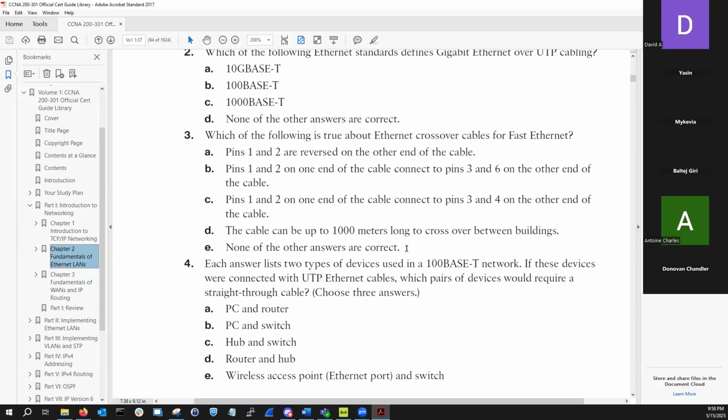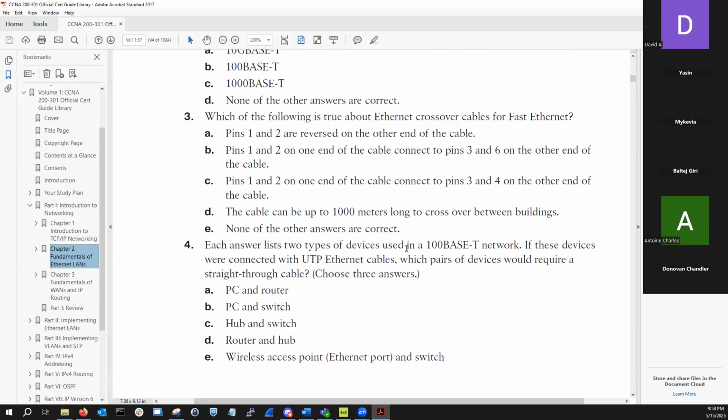Question 4. Great job, guys. Thank you, Gary. Each answer lists 2 types of devices used in a 100BASE-T network. If these devices were connected with UTP Ethernet cables, which pairs of devices would require a straight-through cable? Choose 3 answers. DeMarco, your lifeline is Donovan. Got you.